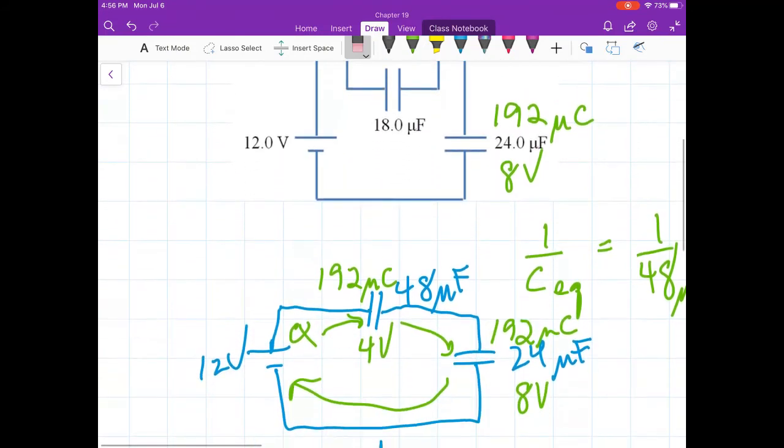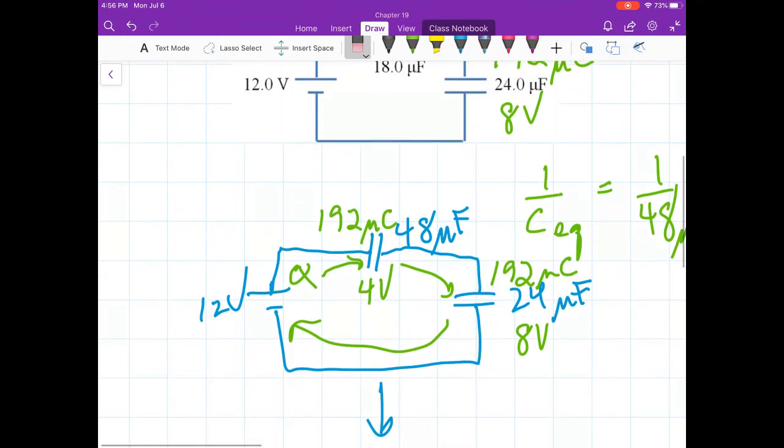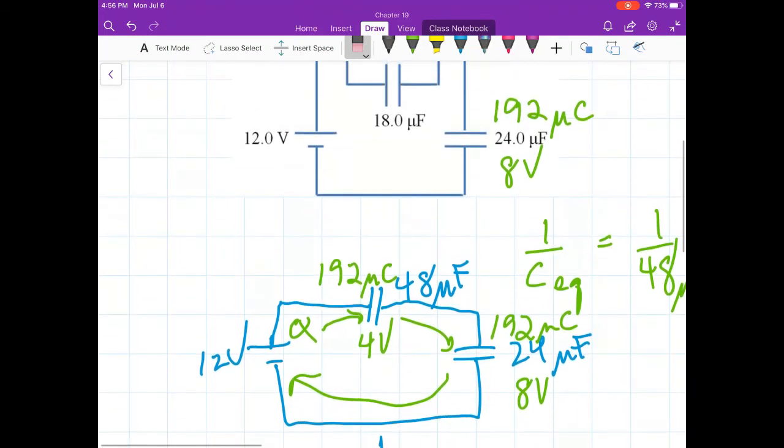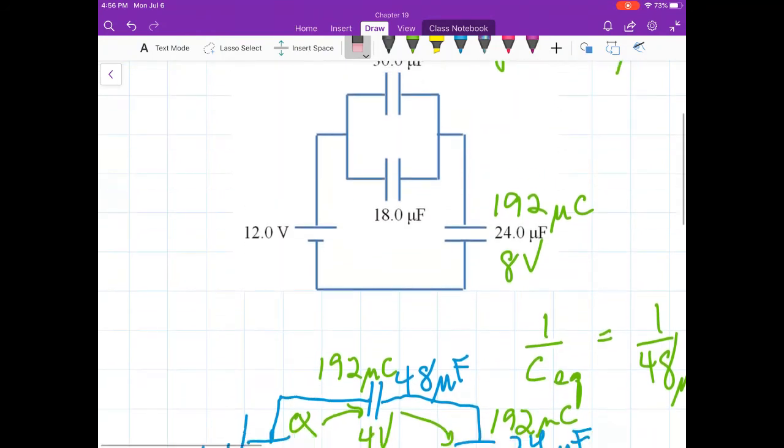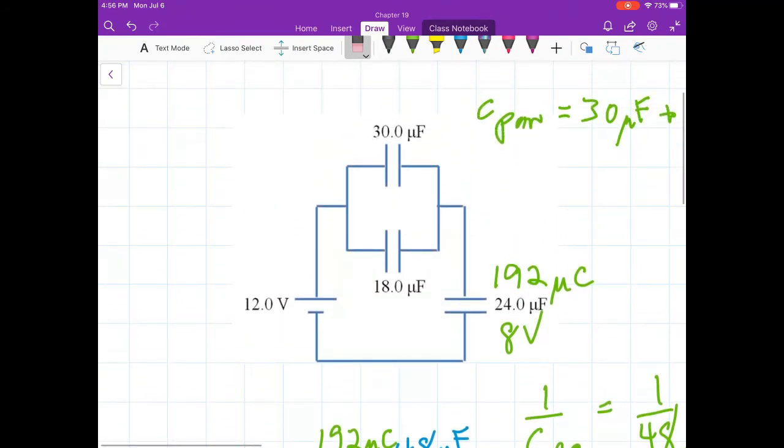Well, what I know is there's 4 volts across that part of the circuit. See right here? The 48 has 4 volts across it. Remember, in parallel, everything has the same voltage. So there's 4 volts across that 48. There must be 4 volts on that capacitor, 4 volts on that capacitor.